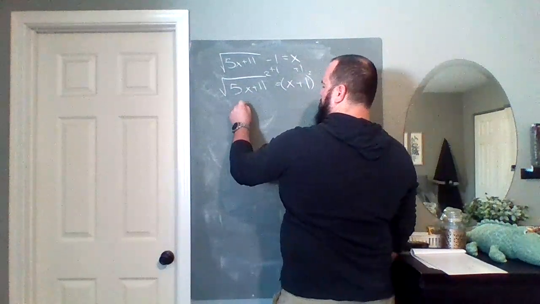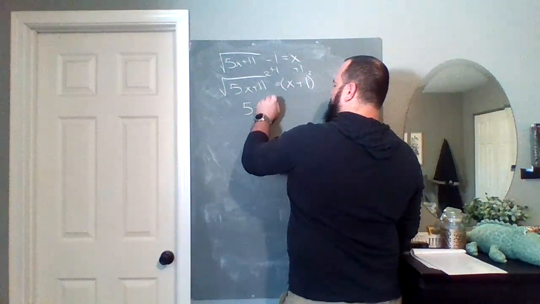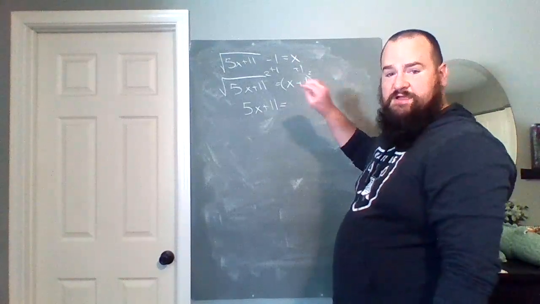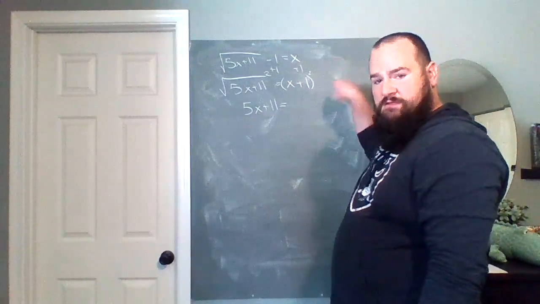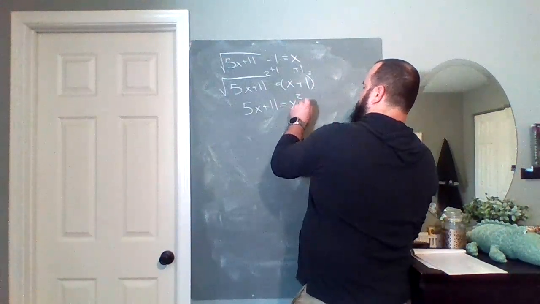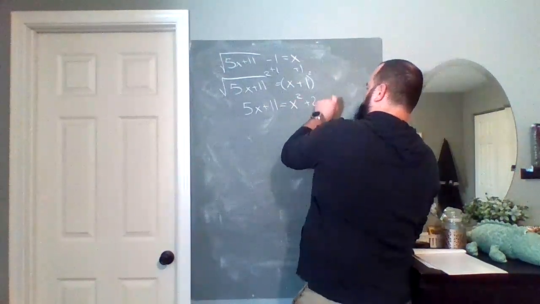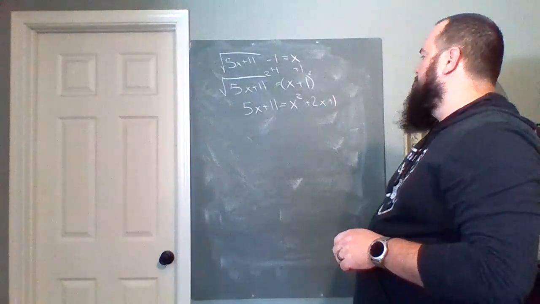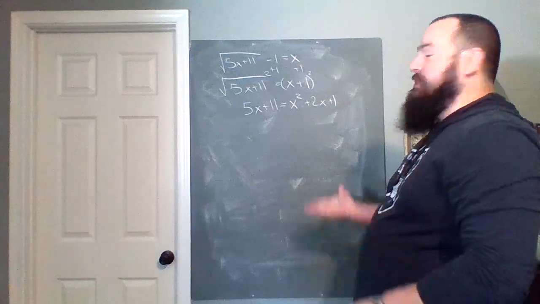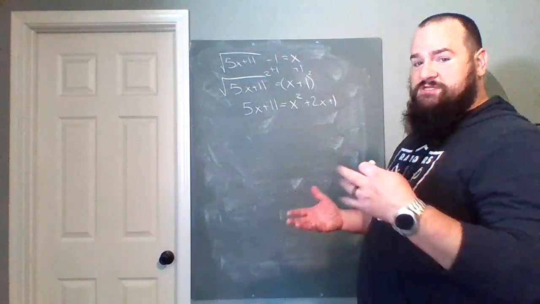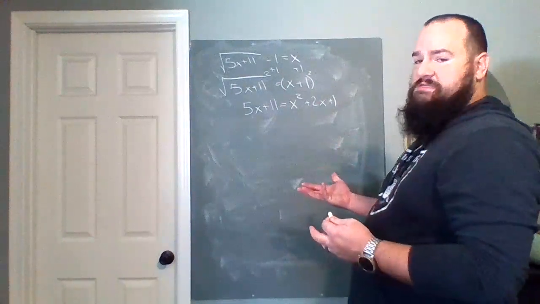Square and square can go away, so I get 5x plus 11. Now here, we have to FOIL this, right? So we get x plus 1 times x plus 1, and we multiply that out. I'll let you check my math there. We get x squared plus 2x plus 1. Okay? So, again, we have a quadratic.